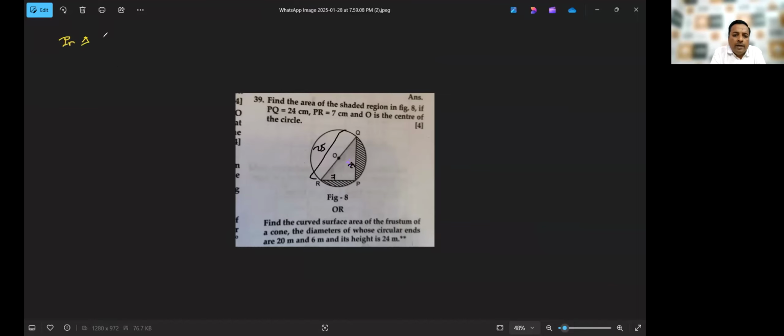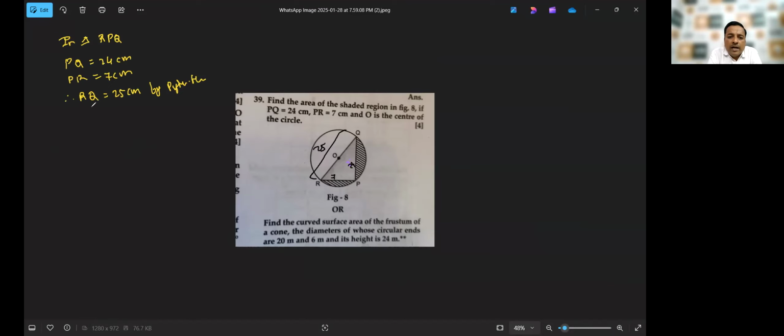So in triangle RPQ, this PQ is equal to 24, PR is equal to 7. So therefore RQ, that is 25 centimeter, but you have to show by Pythagoras theorem. आपको Pythagoras theorem यूज करके करना है. Then find, क्या बोला, एरिया ऑफ शेडेड रीजन. कैसे करेंगे?